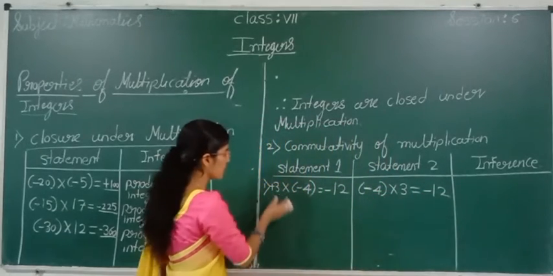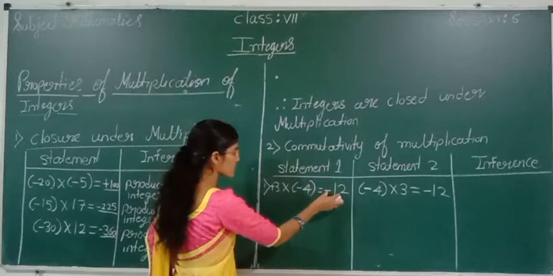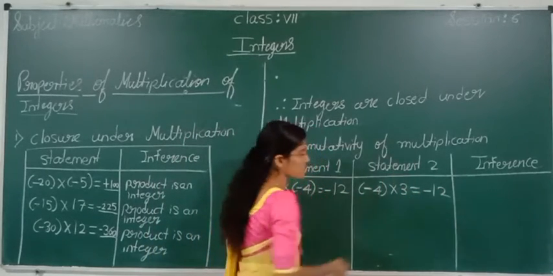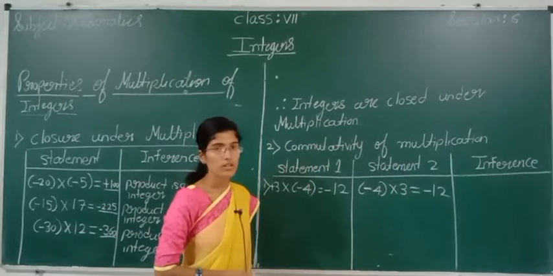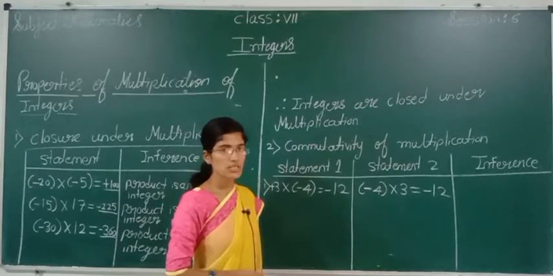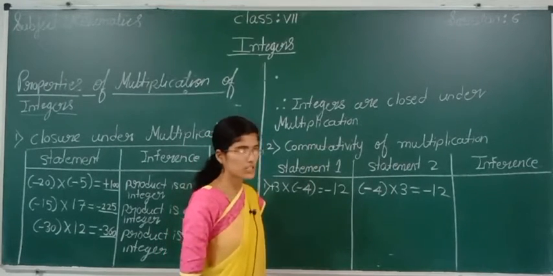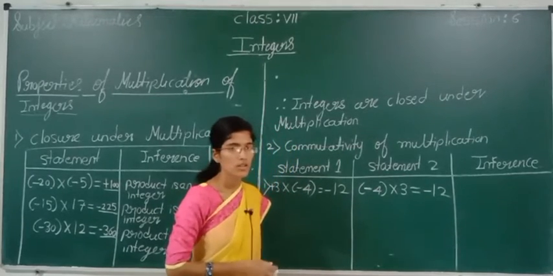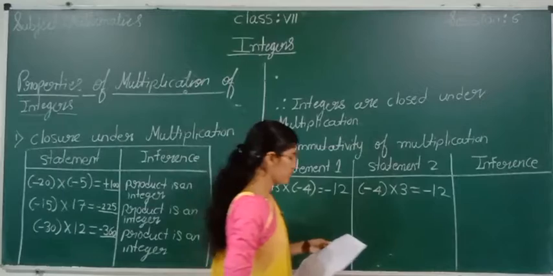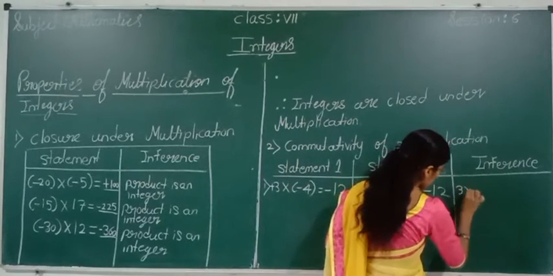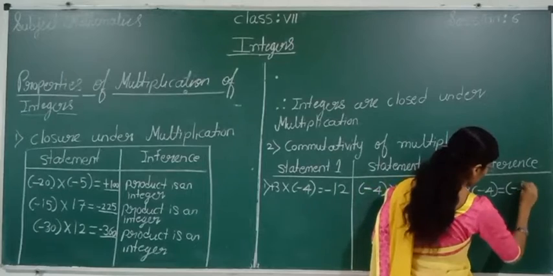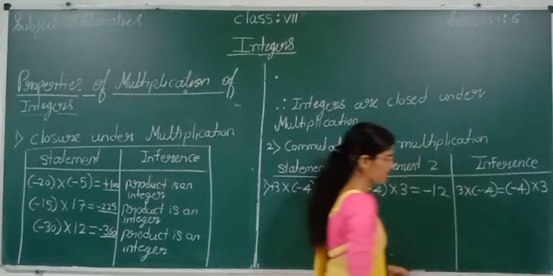See here, 3 into minus 4 is minus 12. Minus 4 into 3 is also minus 12. Therefore, multiplication is commutative for integers. Yes, we can write 3 into minus 4 is nothing but minus 4 into 3.